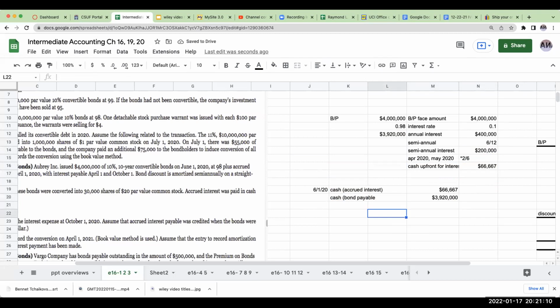We always know that when we record our bond payable, we always do it at the face amount. However, do I want to leave this cash for accrued interest? I'm going to have interest payable, so my interest payable is going to be 66,667. And then the difference between these two amounts is going to be my discount on bonds payable.